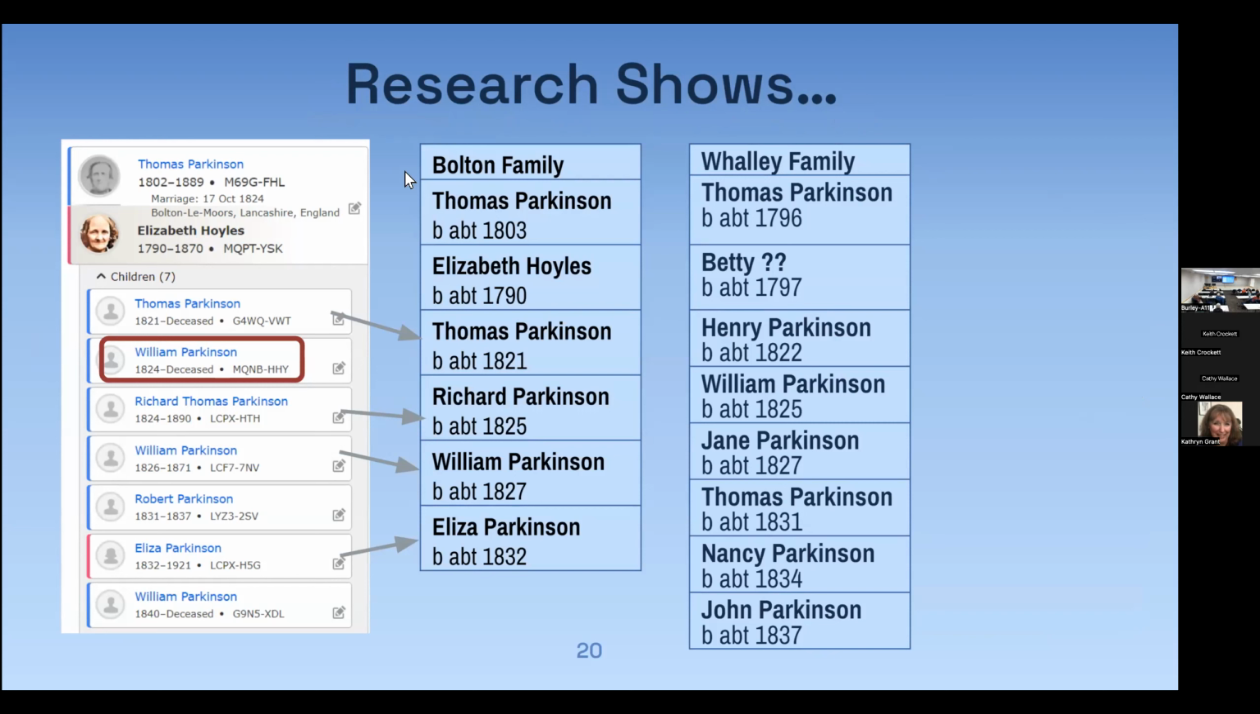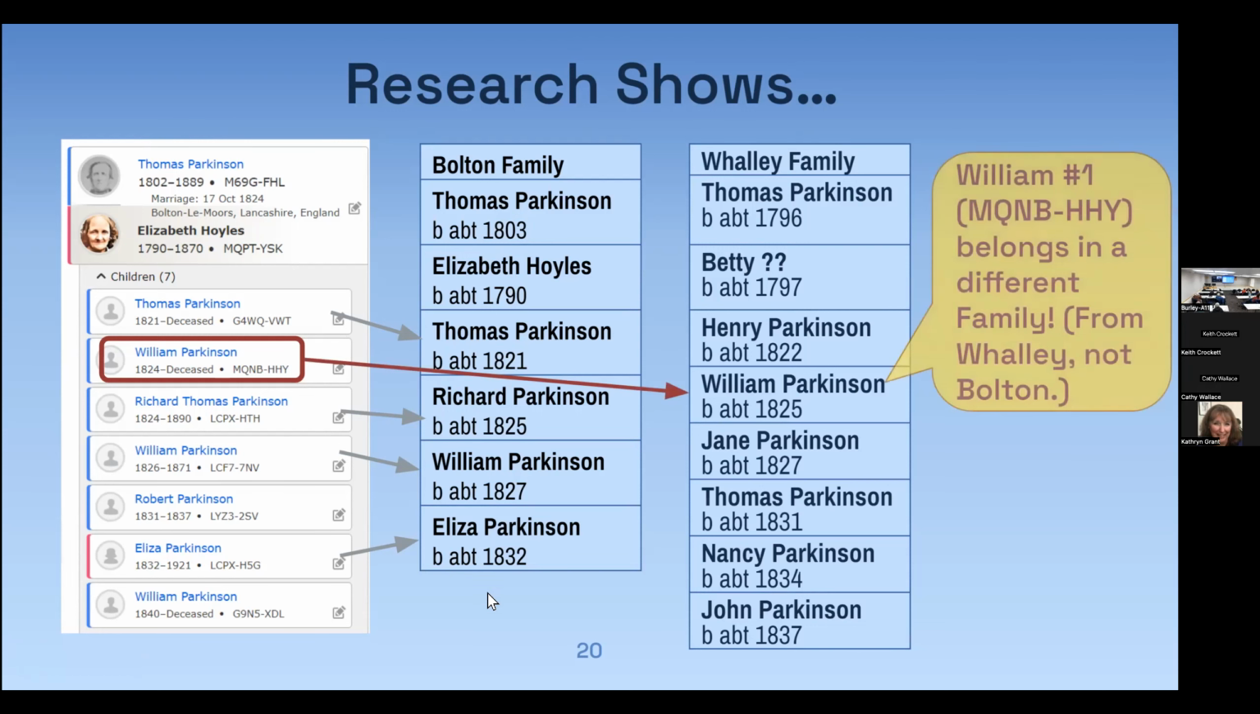So when I did the research and found these people in the census, I discovered that Thomas and Elizabeth were from Bolton in Lancashire, which is not too surprising. They were married in Bolton, so apparently they continued to live there. It was very easy to locate them in multiple census records. The first son was clearly theirs. This guy was clearly theirs, as was the second William and Eliza.